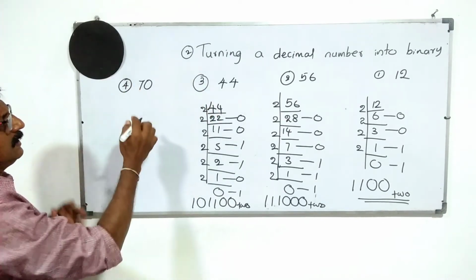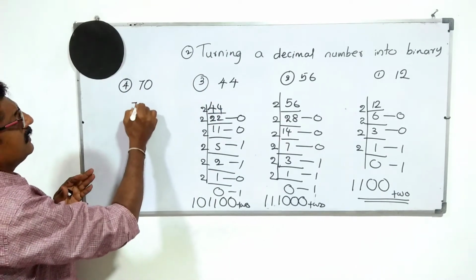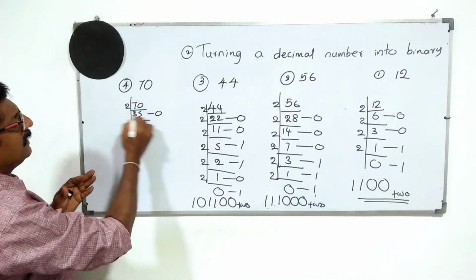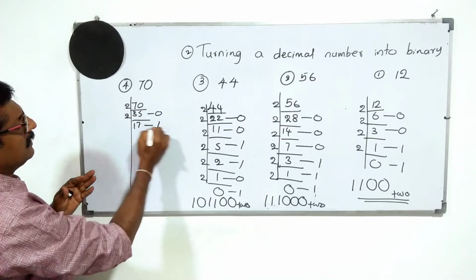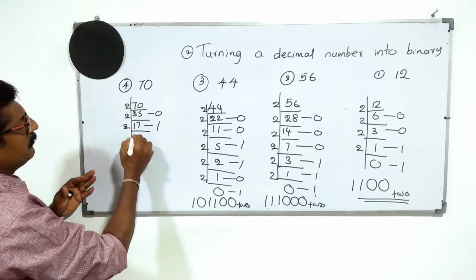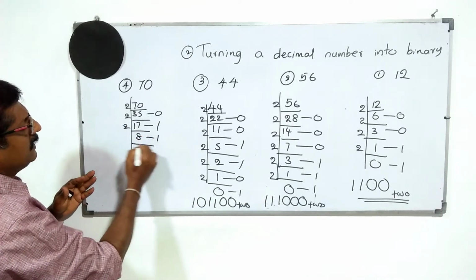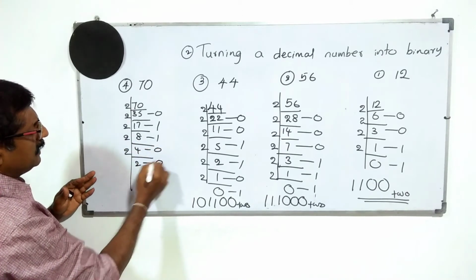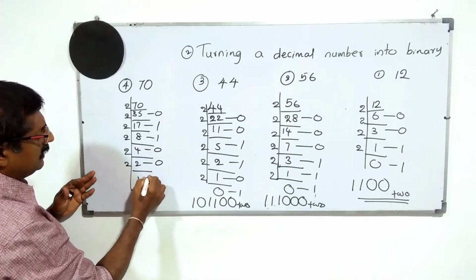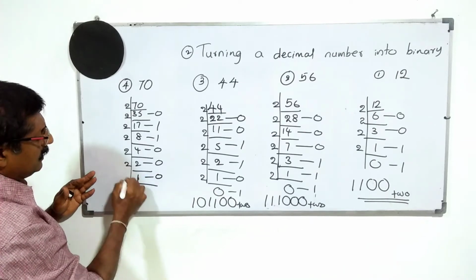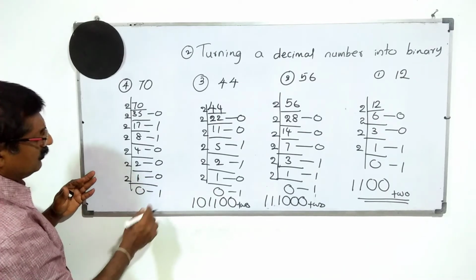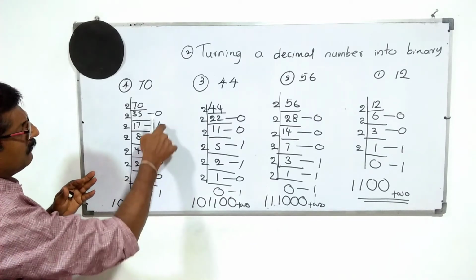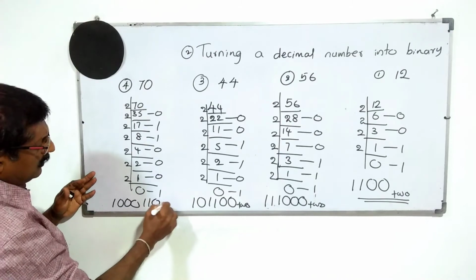The last one is 70. It's a bit bigger than the other ones. 70 divided by 2, that is 35, no remainder. Again by 2, 17, 1 remainder. Again by 2, 8 and remains 1. Again by 2, 4 and no remainder. Again by 2, 2 and no remainder. Again by 2, 1 and no remainder. Again by 2, 0 and remainder is 1. So 1, 0, 0, 0, 1, 1, 0. Write 2 in here.